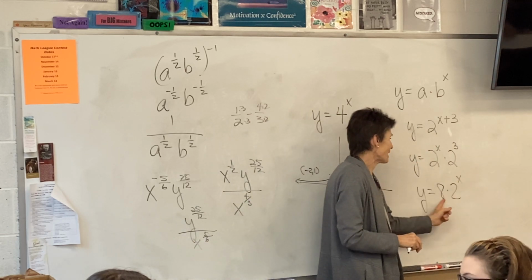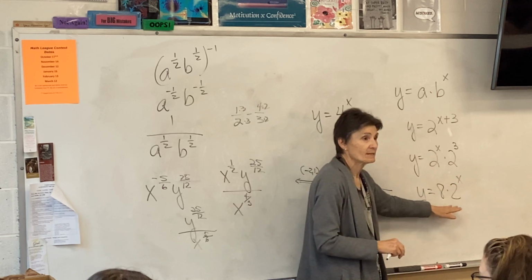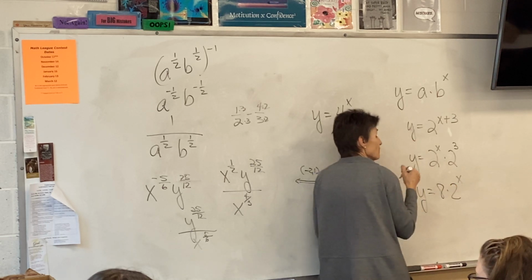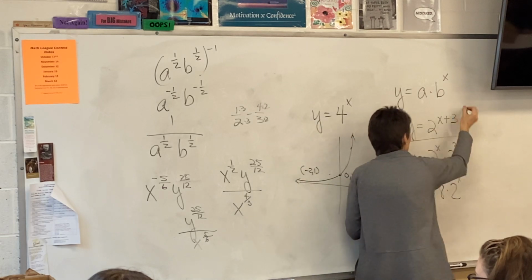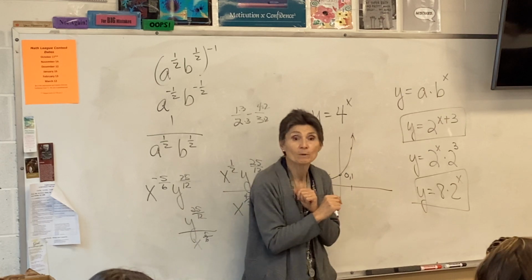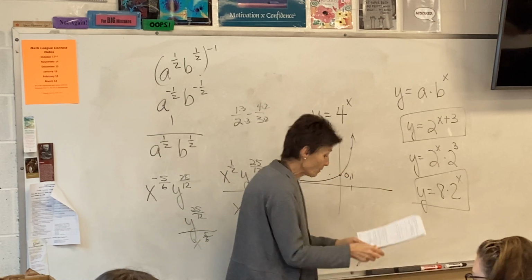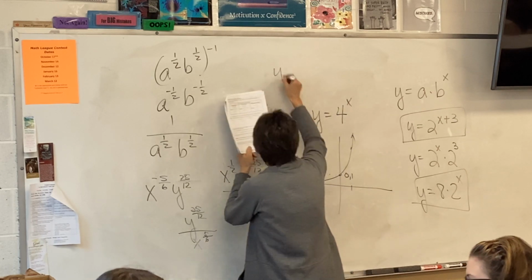2 to the third is 8. So 8 times 2 to the x, there it is. So this equation, if you type this in on your calculator and this in on your calculator, guess what? They would be right on top of each other. They're the same picture. Okay, what do you think about this next one?